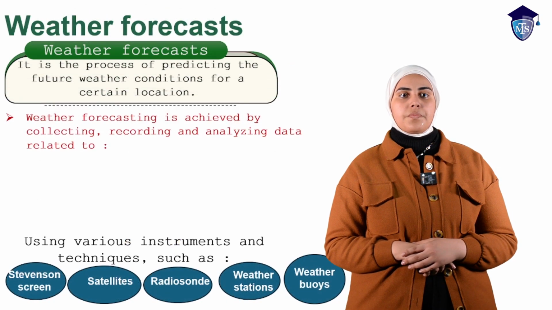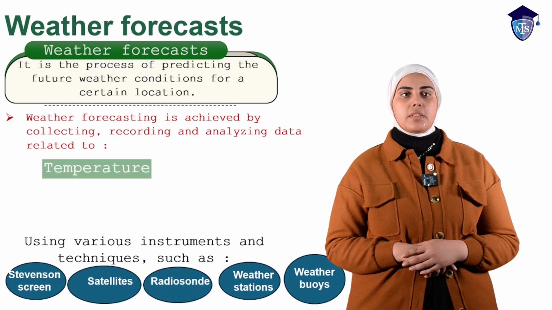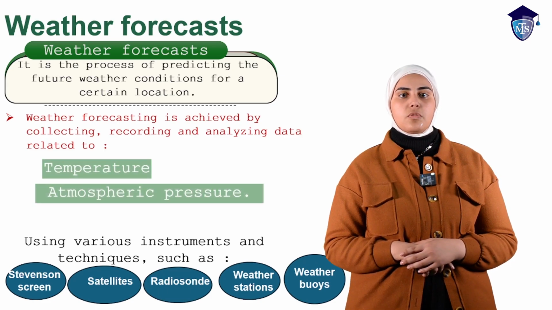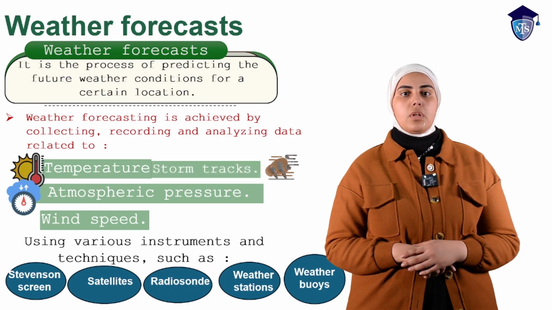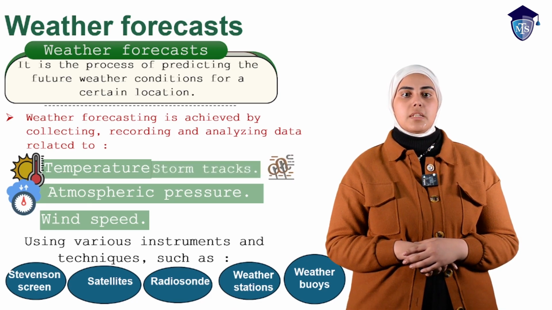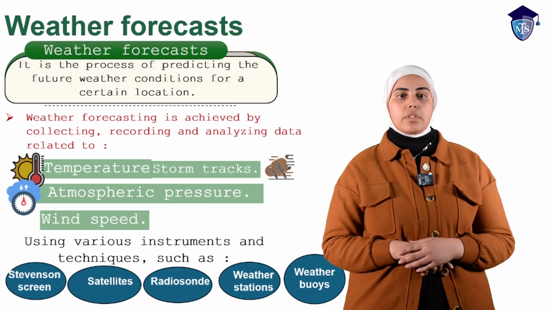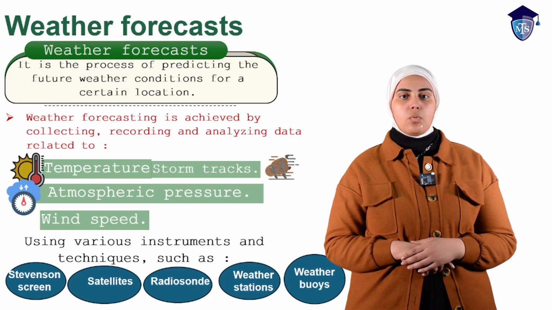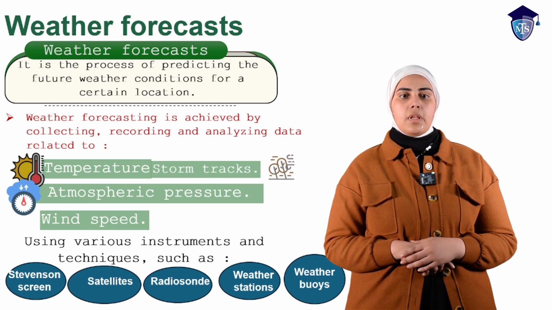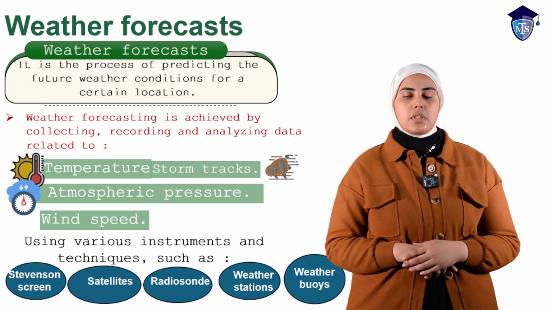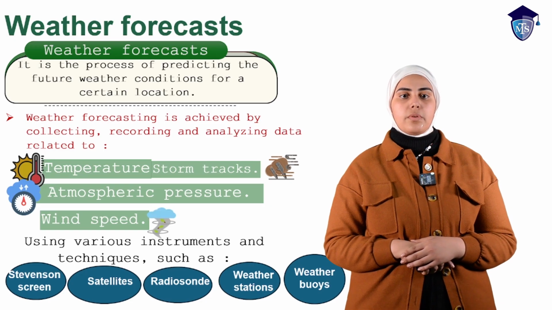Weather forecasting is the process of predicting the future weather conditions for a certain location. Weather forecasting is achieved by collecting, recording, and analyzing data related to temperature, atmospheric pressure, wind speed, storm tracks. And we use various instruments and techniques like Stevenson screen, satellite, radio sound, weather stations, and weather buoys. Let's explain each one of them.